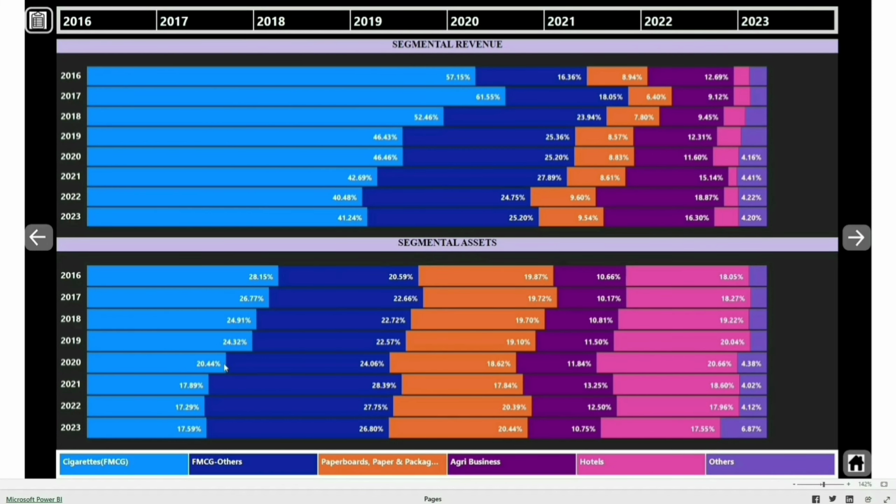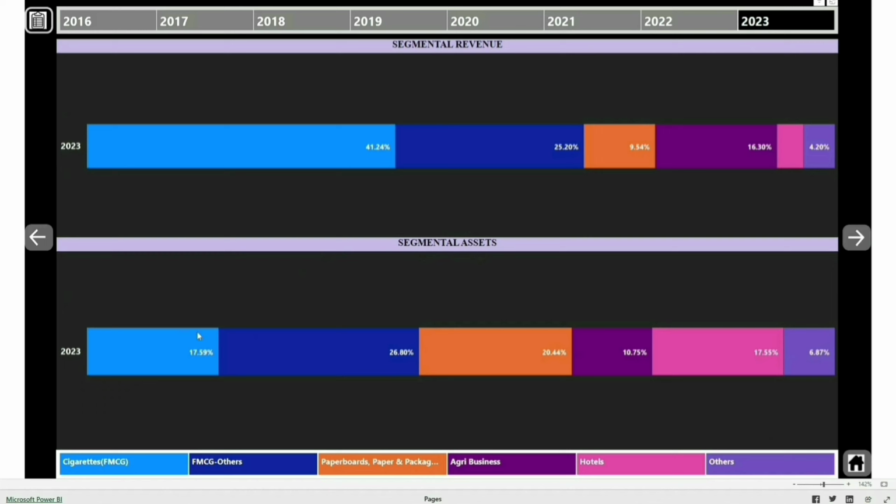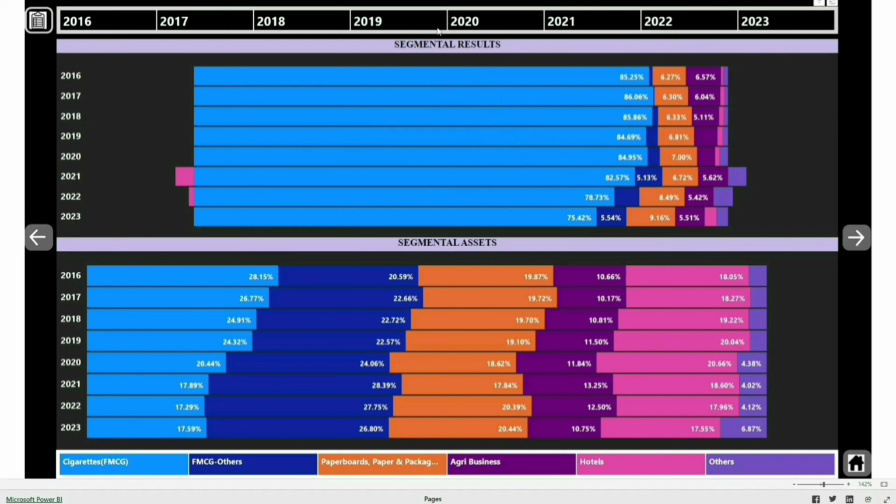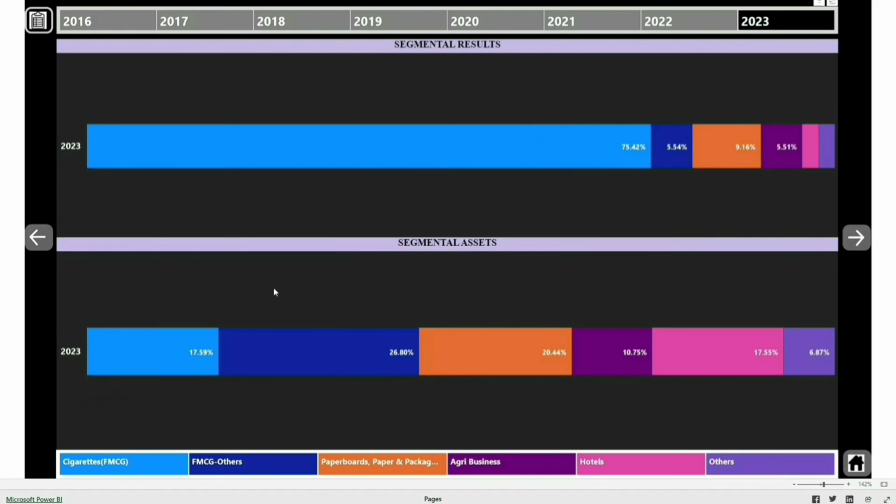Here's the assets, right? So if we look at 2023, here we can clearly see that the 17.59% assets of cigarette are actually contributing 41.24% to the revenues of ITC, whereas a similar amount of assets allocated to the hotel business is only contributing 3.52% to its revenue. Going forward, earlier we were looking at the revenues, here we are looking at the profits, right? Again for the year 2023, the same assets allocated to the cigarette business are actually contributing 75.42% to its profit, whereas a similar amount of assets allocated to the hotel business is only contributing 2.23% to ITC's profits. So this is one of the major reasons why any changes for the cigarette business affect ITC in a major way.